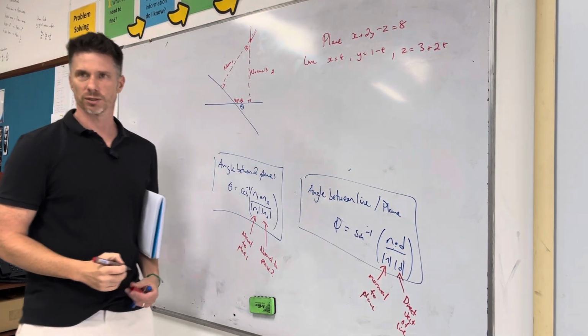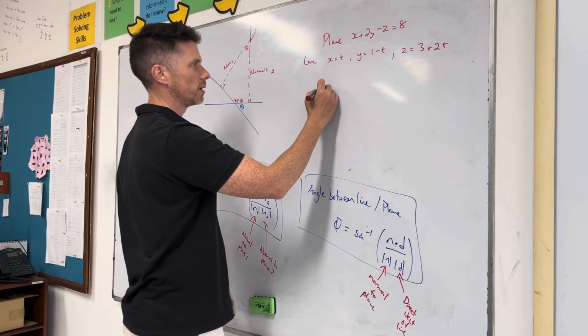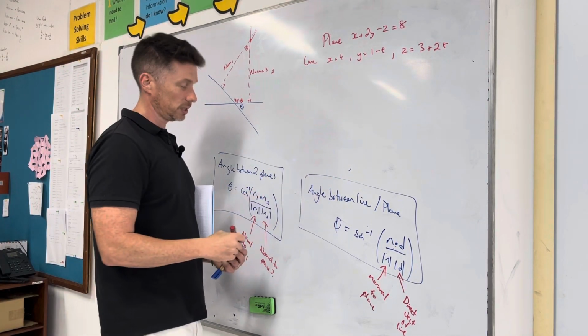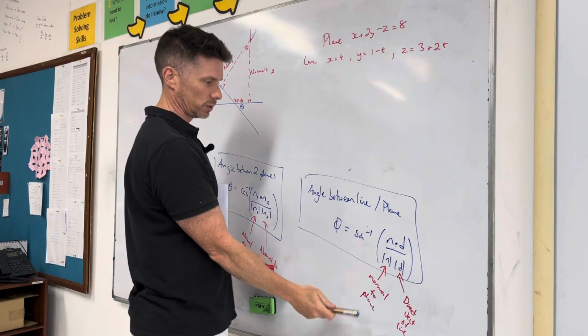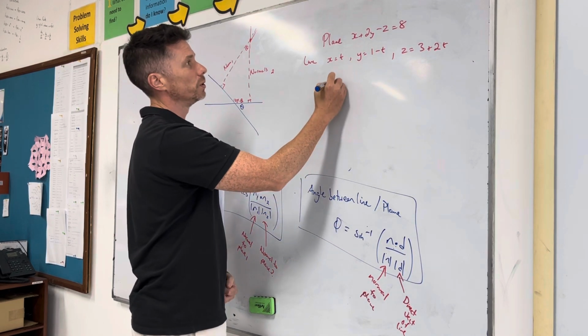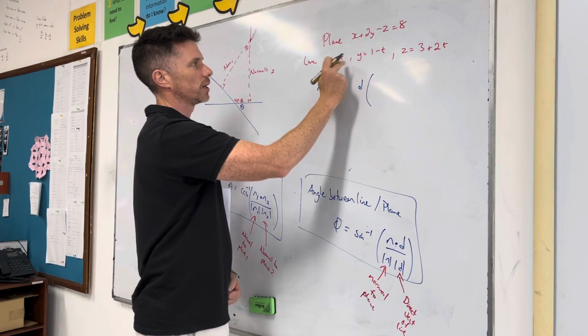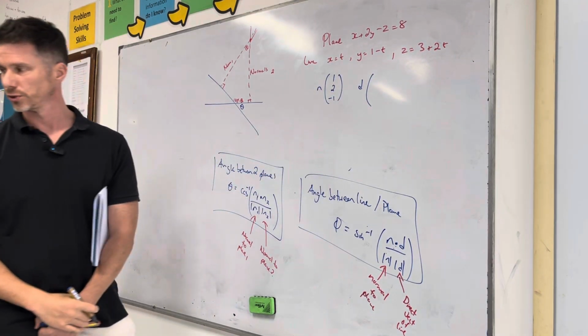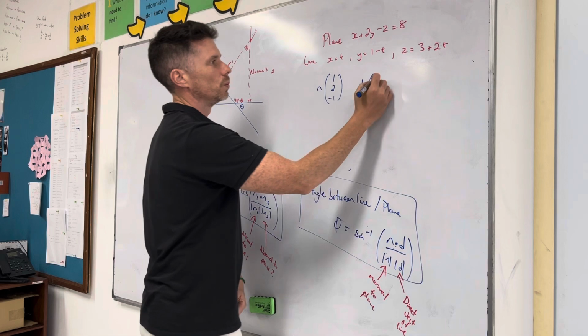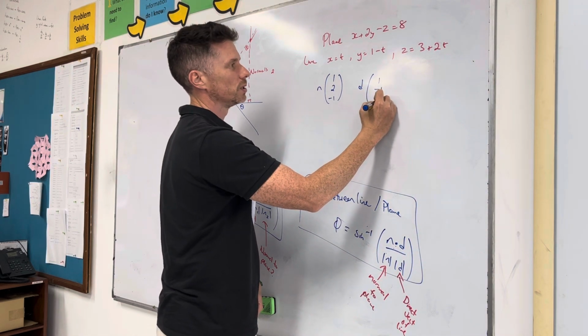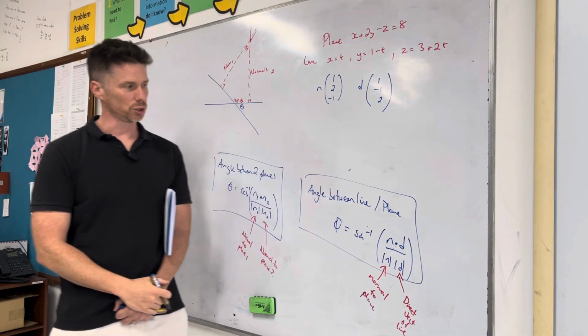So we need two vectors that will work for us. The normal vector, our n, in this case, is going to come from the plane because we use the normal to the plane, and that's 1, 2, minus 1. That's n. And the direction vector of the line uses the coefficients of t: 1, minus 1, and 2. So we have our two vectors that we can use.